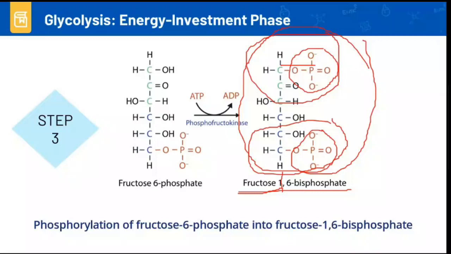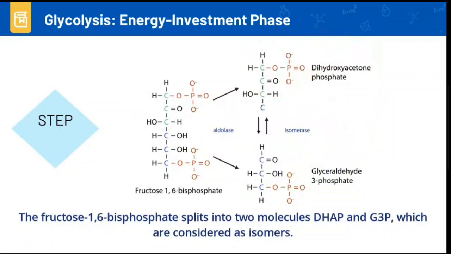Now, the fourth step. Ito yung fourth step na rin. The fourth step naman, in your glycolysis, it involves the cleaving of your fructose 1,6-biphosphate into isomers na DAP or your dihydroxyacetone phosphate. Okay? And your G3P or your glyceraldehyde 3-phosphate. So this process is catalyzed by an enzyme called your aldolase. So the third and fourth, ito yung third and fourth step ng glycolysis ninyo. Maghihiwalay yung dalawang isomers ninyo.